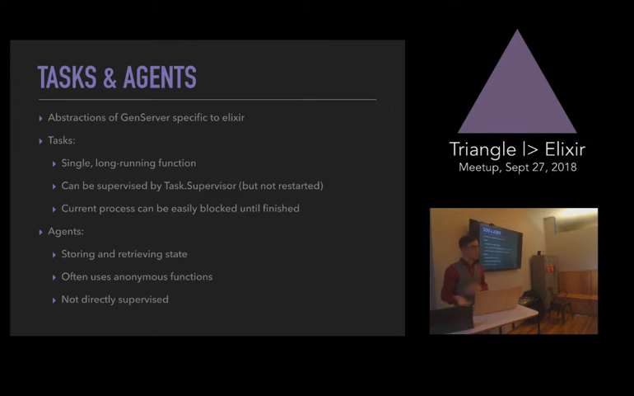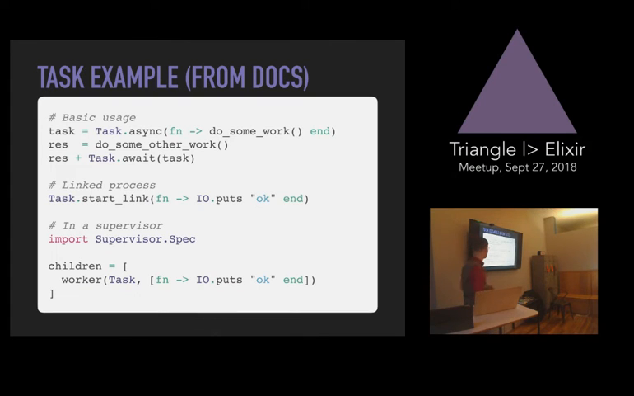Okay, and then agents are the other part of it. So while a GenServer does both state management and these long-running type functions, an agent is devoted to state. So you'll see a lot of anonymous function declarations of getting state and updating it and returning it, and that's all it does. That's sort of the focus there. So storing and retrieving state is not directly supervised. So let me just take a couple examples here. So task async, this is the tasks.